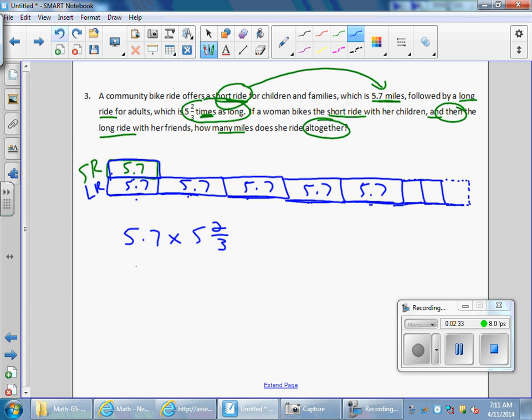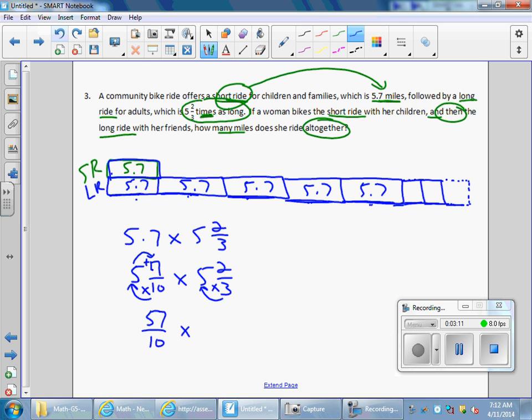What I'm going to do is turn that decimal into a fraction, which is 5 7/10 times 5 2/3. It gets a little easier to turn them both into improper fractions. 10 times 5 is 50, plus 7 is 57/10. 3 times 5 is 15, plus 2 is 17/3.